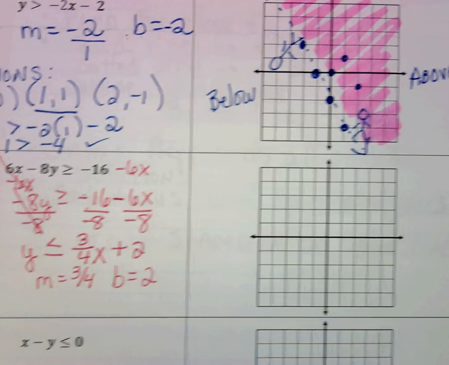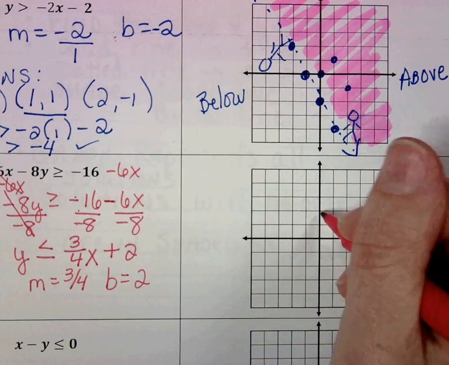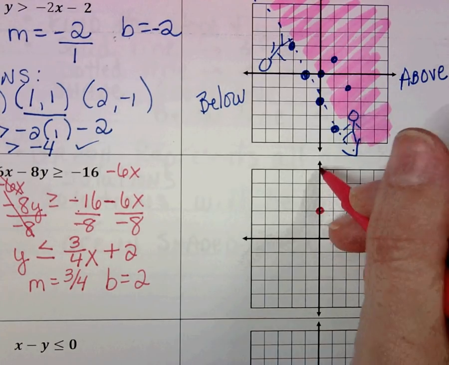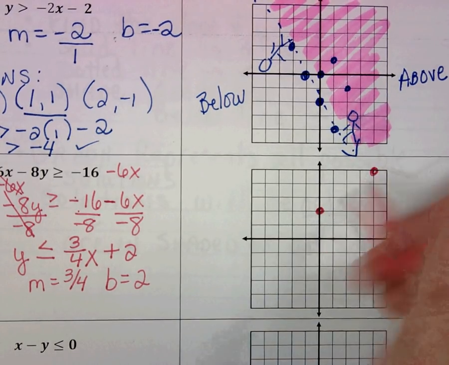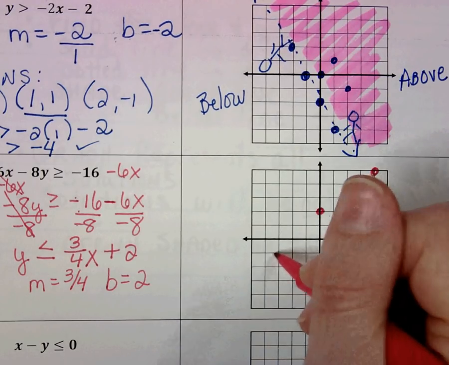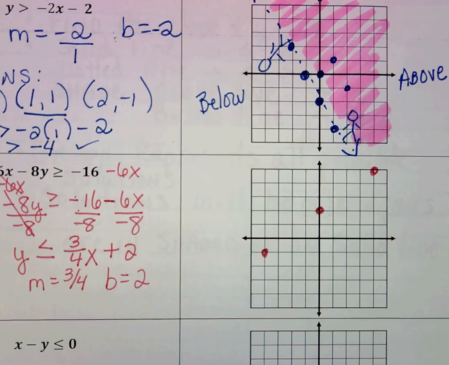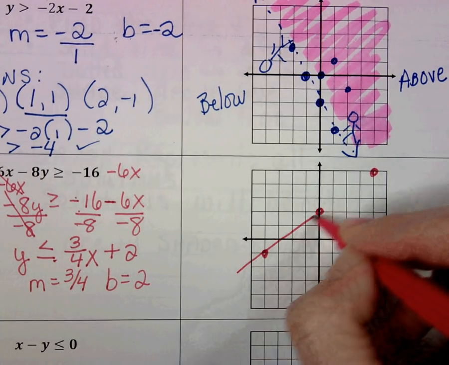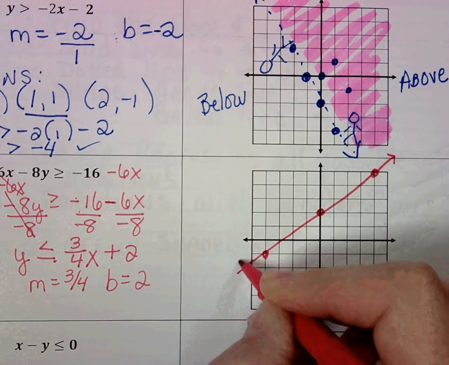So I'm going to come over to my graph. I'm going to plot my y-intercept of 2. My slope is 3/4, so up 3, right 4, or down 3, left 4. This time, my inequality symbol has the equal to in it. So this time we're going to use a solid line.